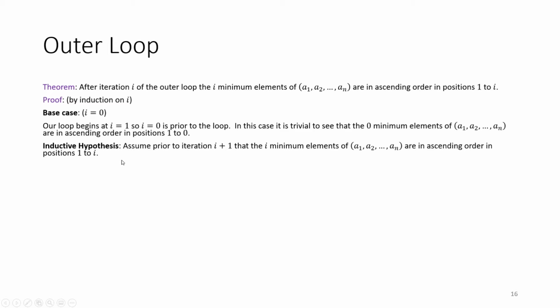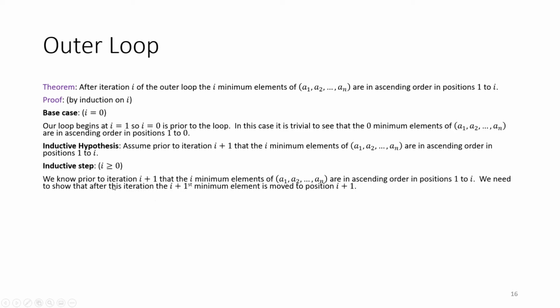The next step then is the inductive step. We're going to pick up in the inductive step, and remember, that's where we're going to argue about what happens after this iteration, after iteration I plus 1. Let's get ourselves started. We'll start by applying our inductive hypothesis. What did we know prior to this iteration? Well, we know that I minimum elements are in ascending order. What do we need to argue then after this?